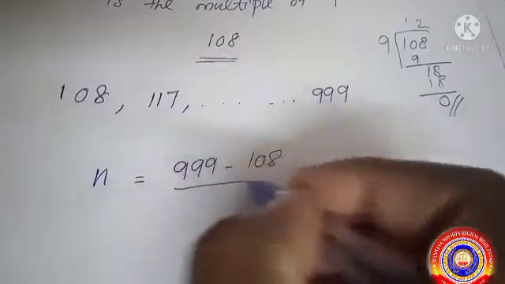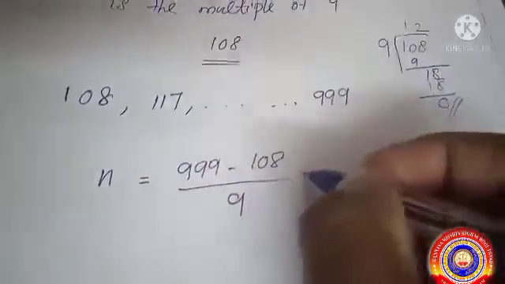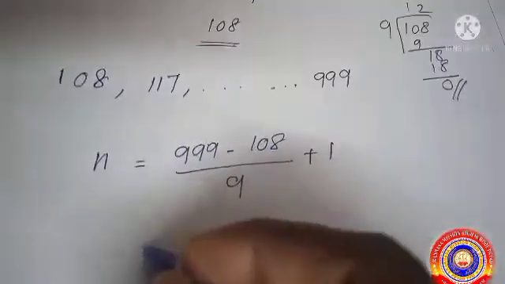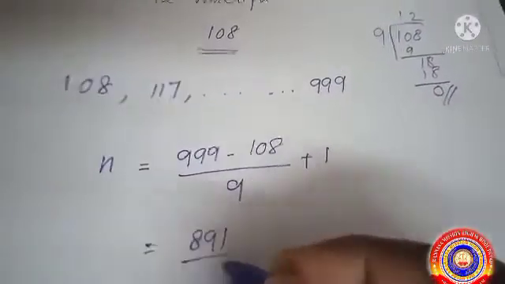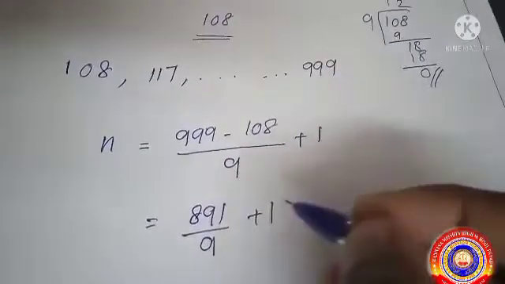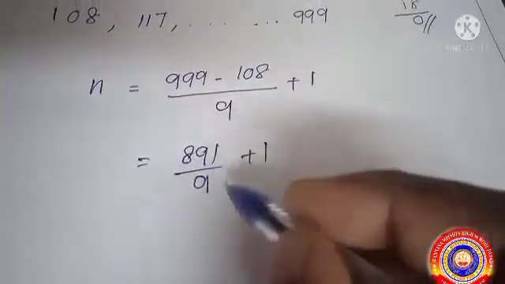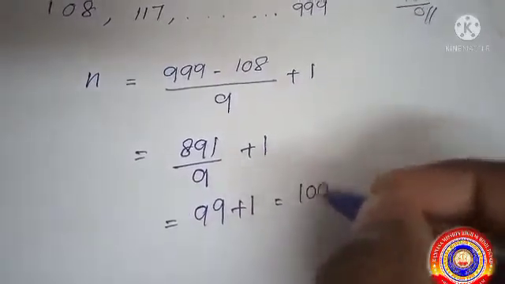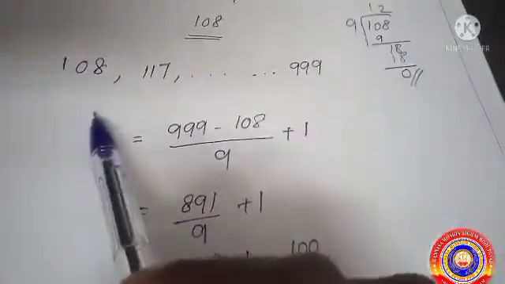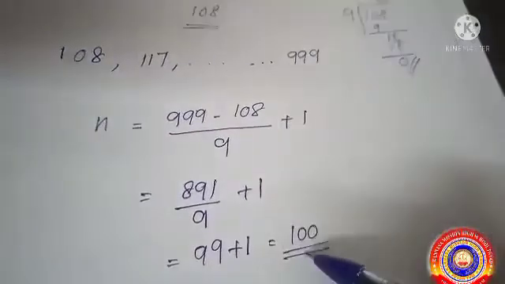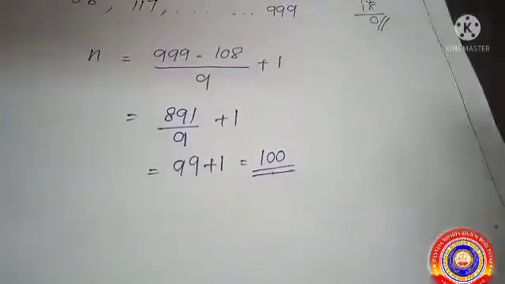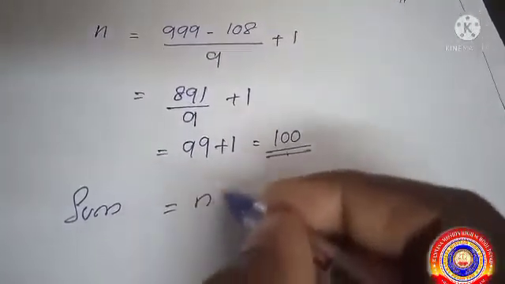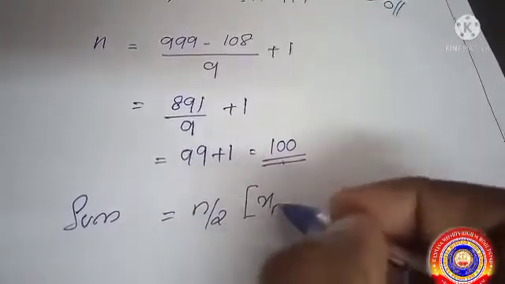n is equal to (last term minus first term) divided by common difference, plus 1. Here last term is 999 minus first term 108, divided by common difference 9, plus 1. So it is equal to 891 by 9 plus 1, which is equal to 99 plus 1, equal to 100. So there are 100 3-digit numbers which are the multiples of 9. Next we have to take the sum of these 100 numbers.